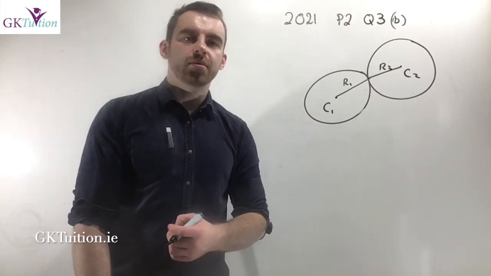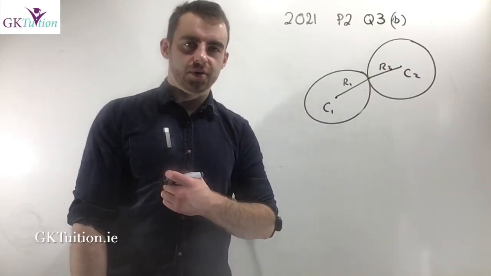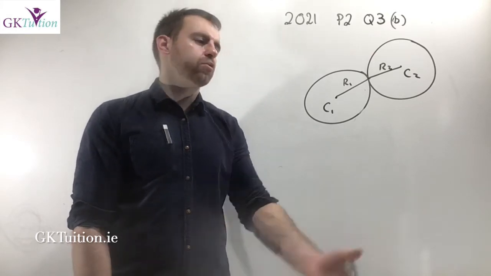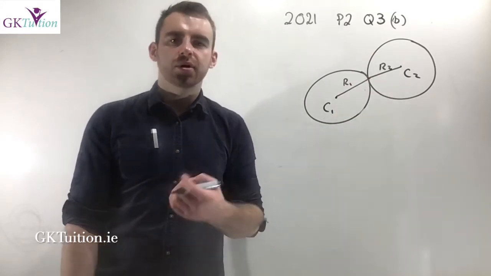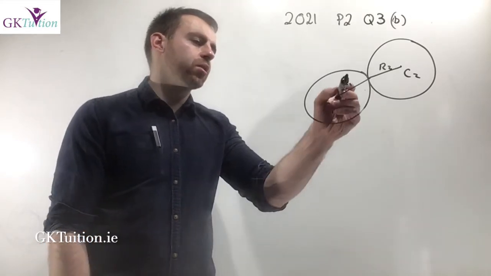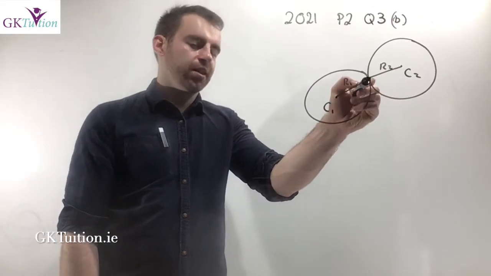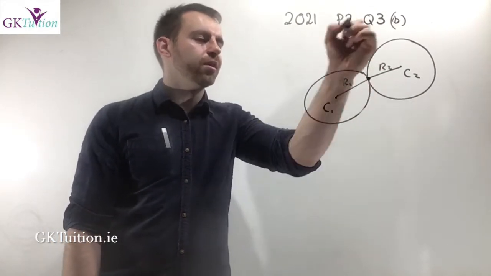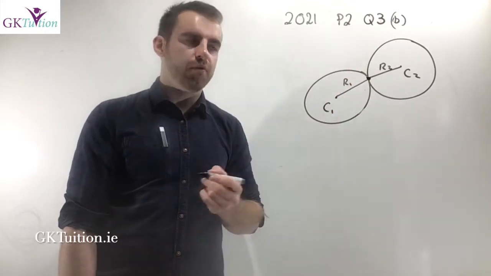Okay, in part B, we're given the equation of two different circles. We're asked to prove that the circles are touching externally. So I've just drawn a sketch of two random circles here, and we're going to discuss how you prove the two circles touch externally. Circles touching externally means something like this. It means that there's a point in common in each circle. There's a point on the edge of each circle where they overlap.